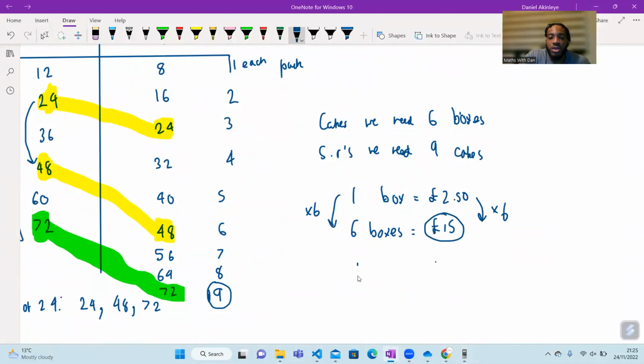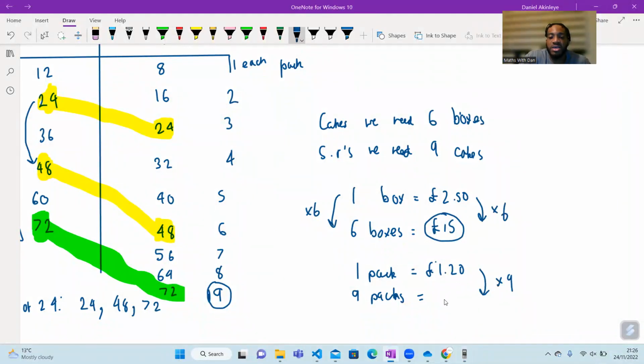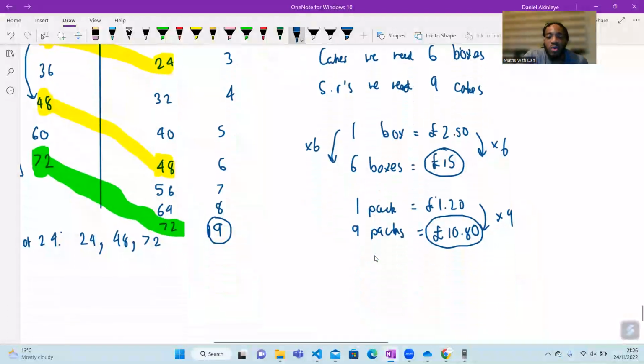And then I know that 1 pack was £1.20. So 9 packs, I would just times by 9, isn't it? So this would give me 1.2 times 9, which is £10.80. So can you see now, we now have the cost of each amount that we need.